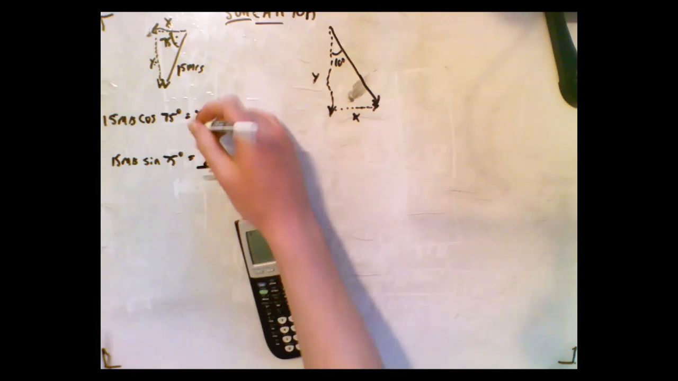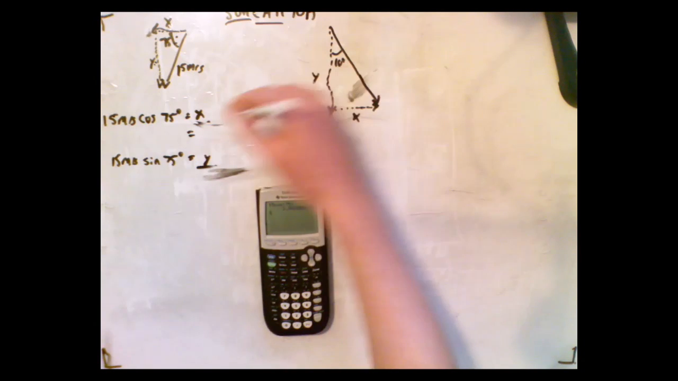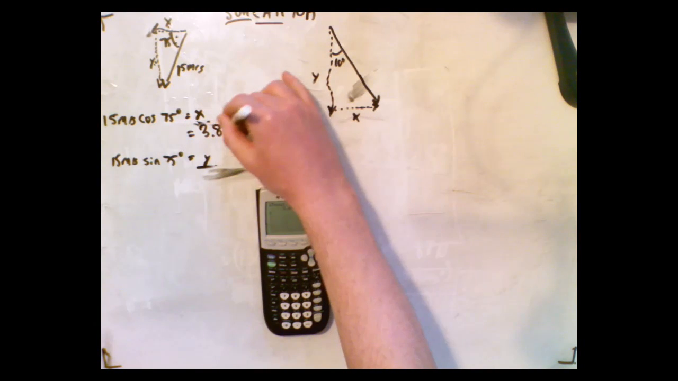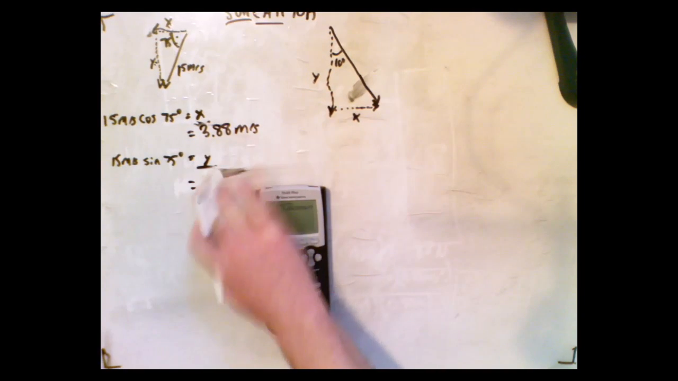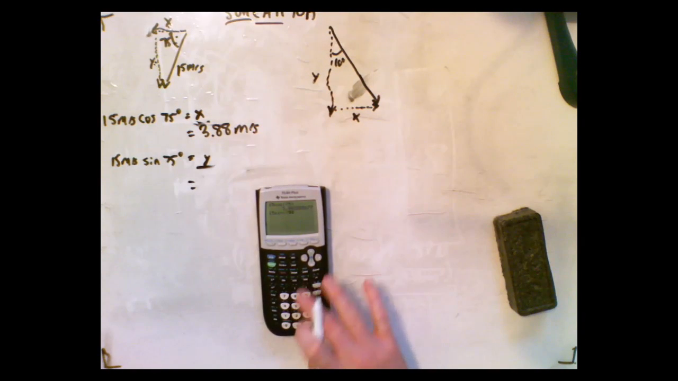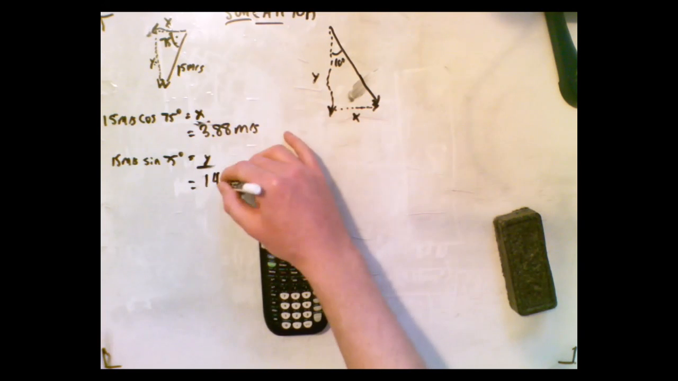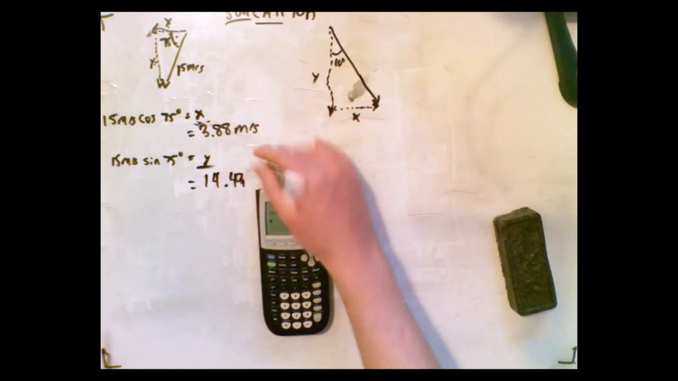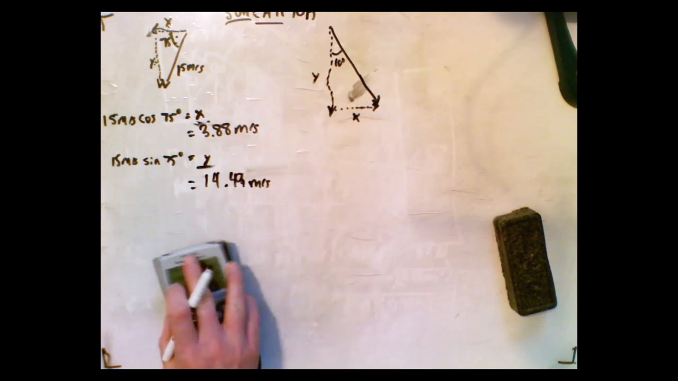So if I want to find my x component here, I just have to go 15 cos 75, and I get 3.88 meters per second. And then my y, I just have to go 15 sine 75, and I get 14.49. You're not supposed to round, but I'm going to show you why I'm rounding later.